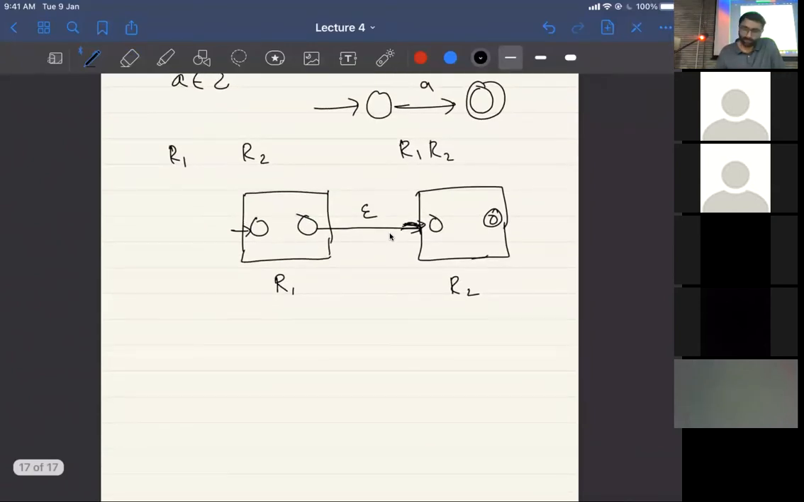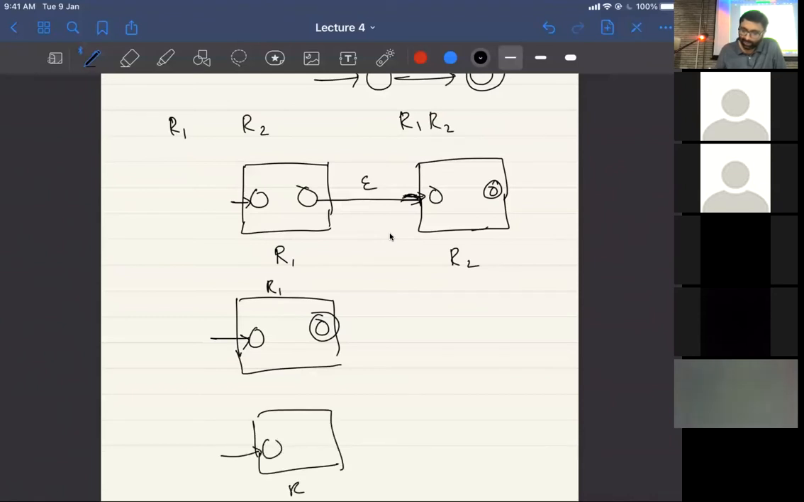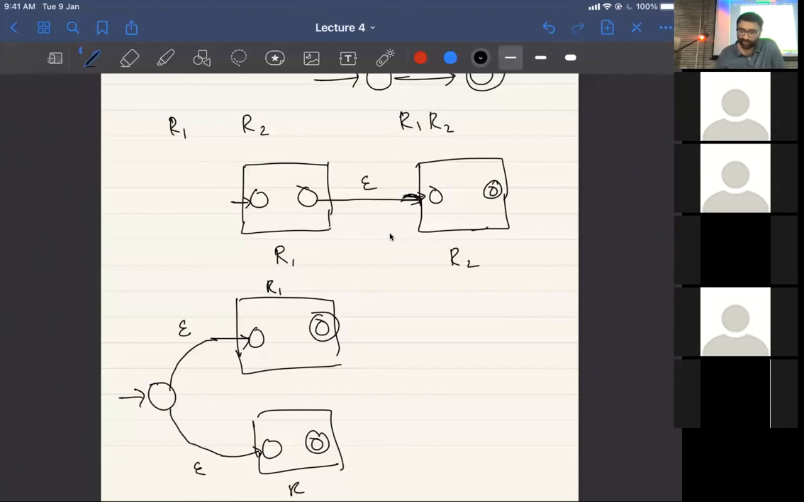What to do with R1 union R2? It is very simple. We place R1 here, which has a starting state and some accepting state. R2 has a similar thing: a starting state and an accepting state. What we would do is create a new state, make it the starting state, connect it with the starting state of R1 with an empty transition, and connect it with the starting state of the second machine with an empty transition, and that's it. This is for R1 plus R2.